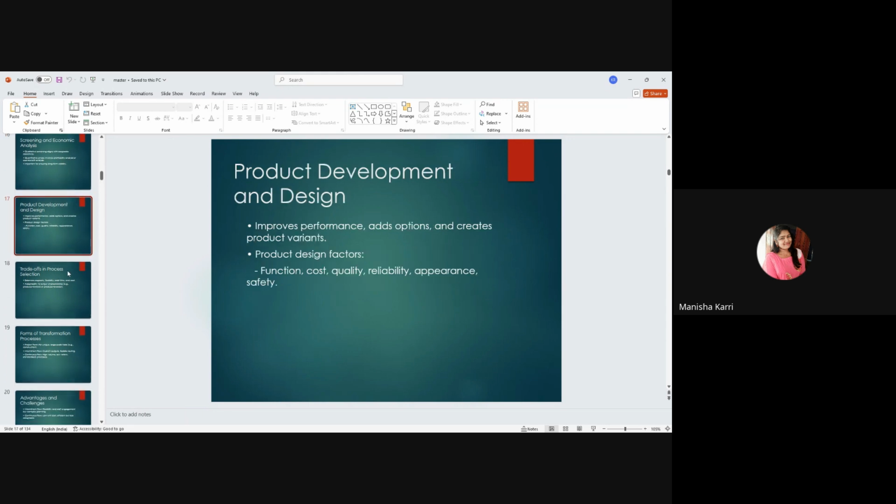And later, product development and design. So how could we develop the product and make the design? So what is this product development and design? Product development is the process of creating or improving products to meet customer needs and stay competitive or not. And coming to product design, product design is all about deciding what the product will look like and how it will function.